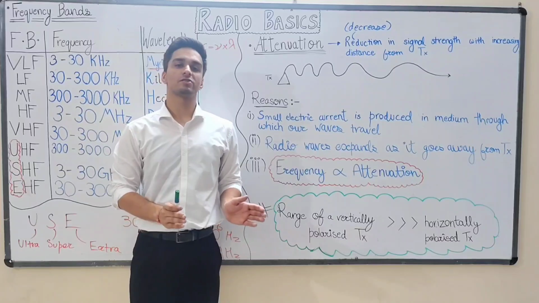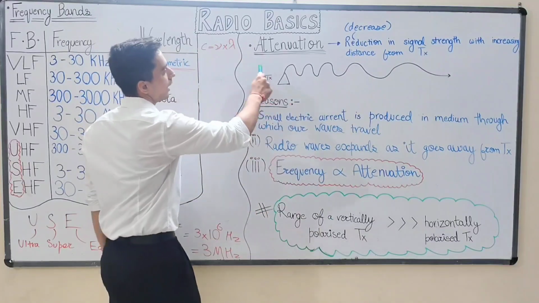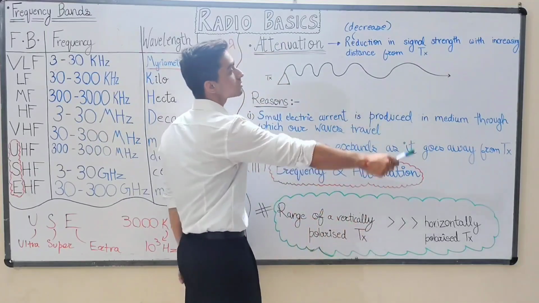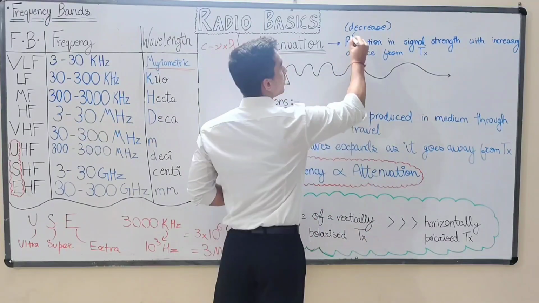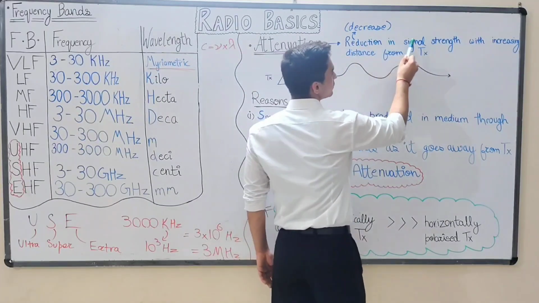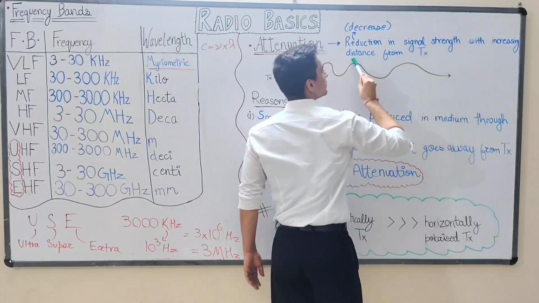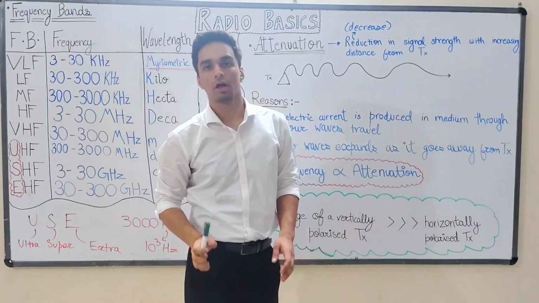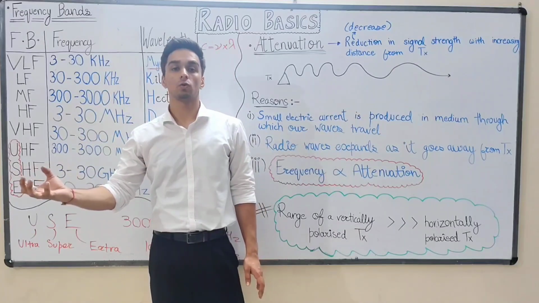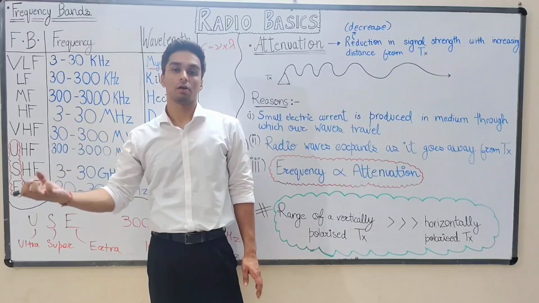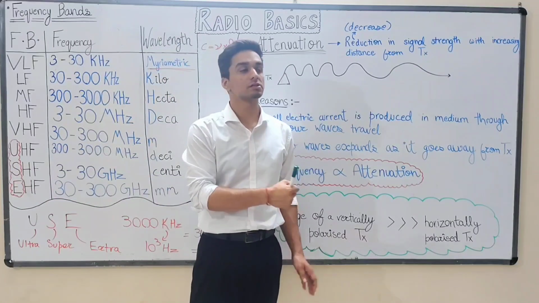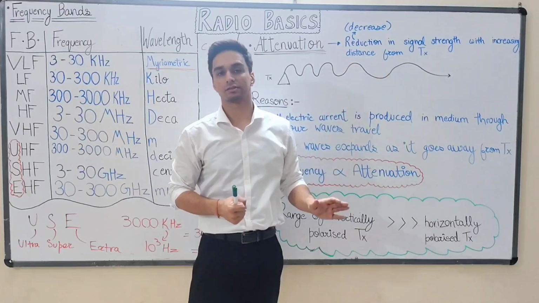Moving on to the last topic of our today's lecture, that is attenuation. Now, what do you mean by attenuation? Attenuation is reduction, or we can say decrease in signal strength, decrease in signal strength with increasing distance from transmitter. This you can see in your house also. The place or the room where Wi-Fi router is placed, Wi-Fi signal is the strongest there, and as you move away from the place, the signal decreases.